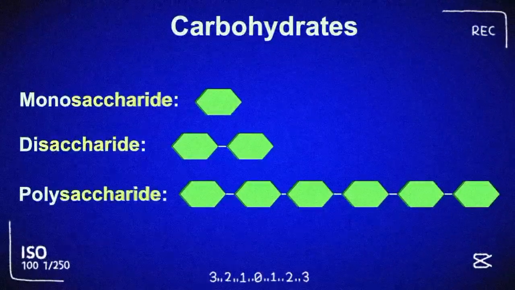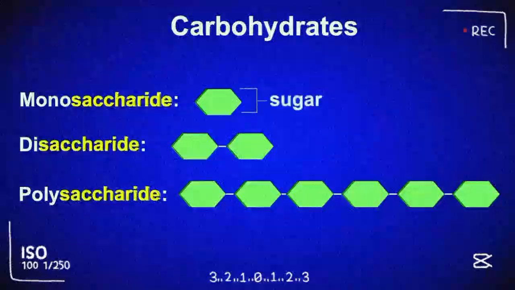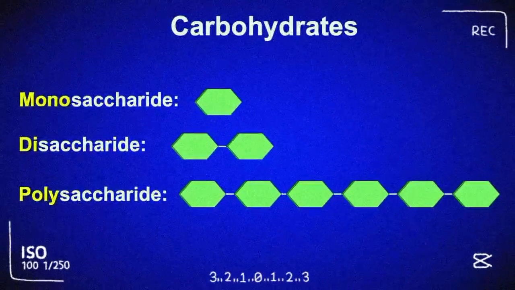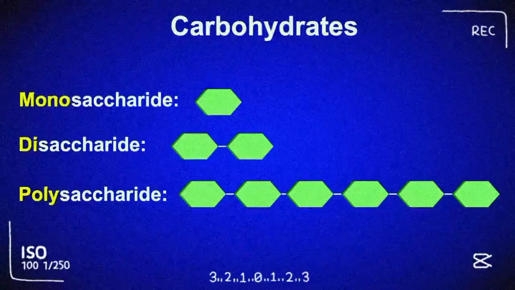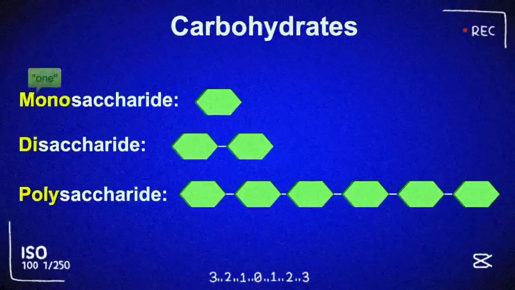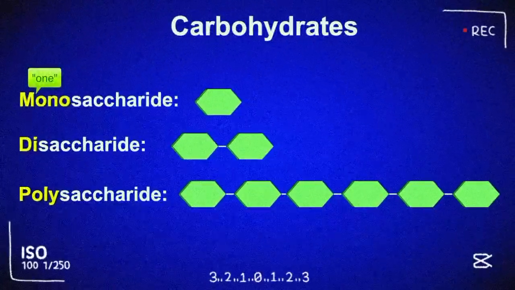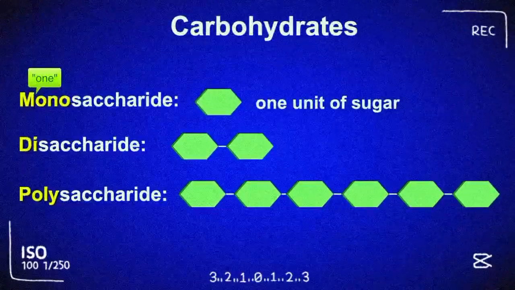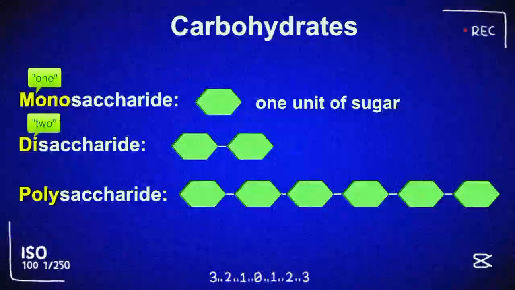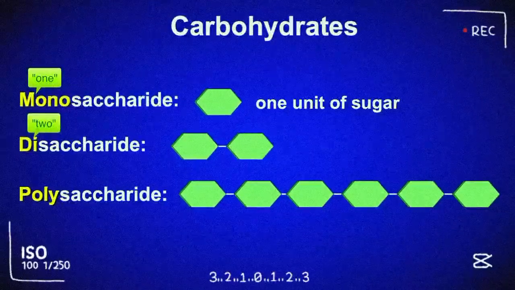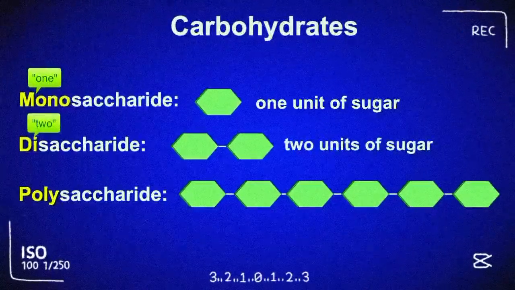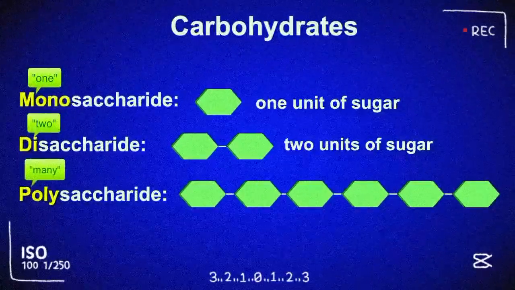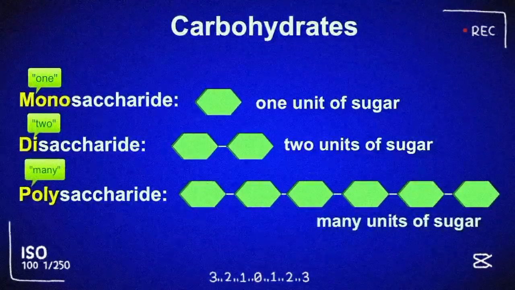The term saccharide is just another word for sugar. The prefixes mono, di, and poly refer to the number of sugars in the molecule. Mono means one, so a monosaccharide is a carbohydrate made of 1 unit of sugar. The prefix di means 2, so a disaccharide is a carbohydrate made of 2 units of sugar. And poly means many, so a polysaccharide is made of many sugar units bonded together.